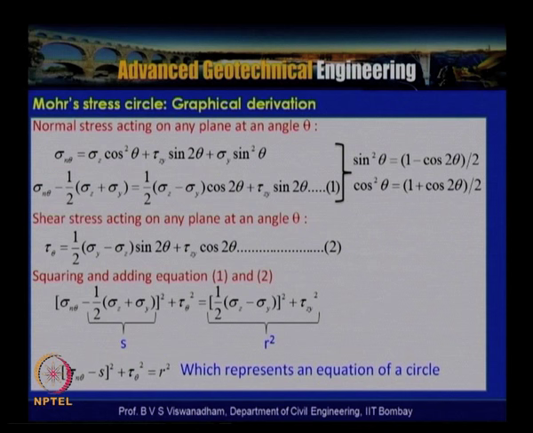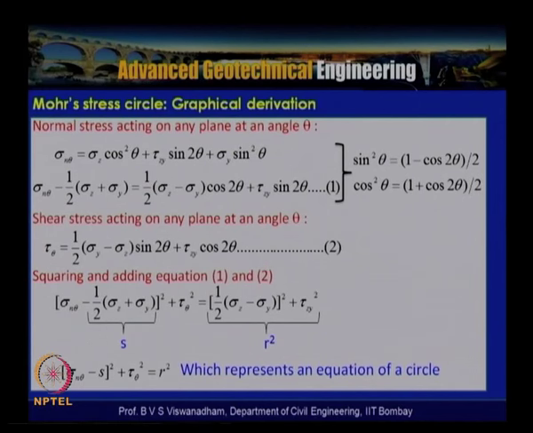Now this can be obtained through a graphical derivation. Once again, the normal stress acting on any plane at an angle theta, sigma n theta, can be written as sigma x cos square theta plus tau xy sin 2 theta plus sigma y sin square theta. Using sin square theta is equal to (1 minus cos 2 theta) by 2, and cos square theta is equal to (1 plus cos 2 theta) by 2, we get sigma n theta minus (sigma x plus sigma y) by 2 is equal to half (sigma x minus sigma y) cos 2 theta plus tau xy sin 2 theta.